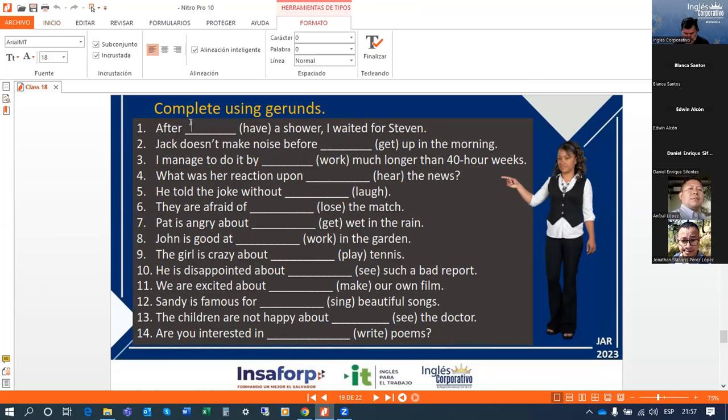After having a shower, I waited for Steven. That doesn't make noise before getting up in the morning. I managed to do it by working. Working. Okay. Hearing the news.